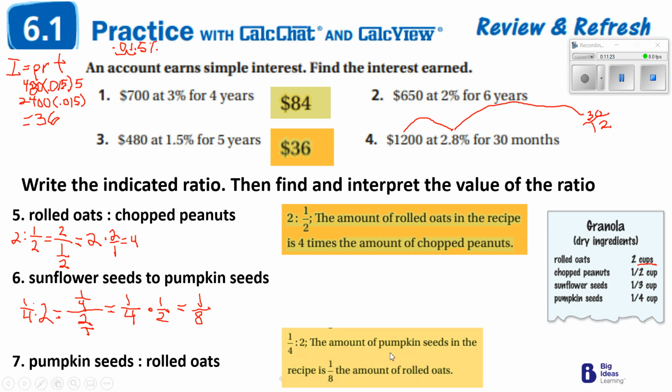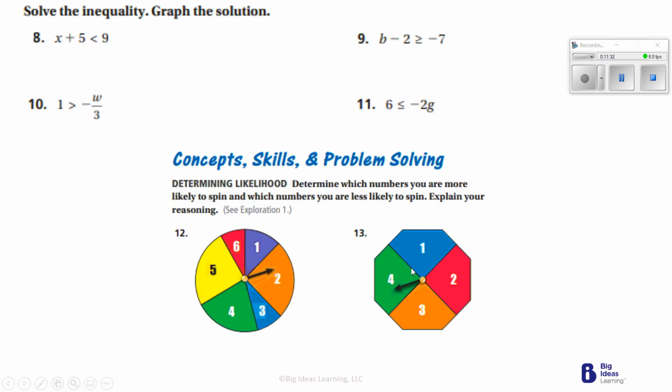1/4 to 2, the amount of pumpkin seeds in the recipe is 1/8. That's what we got. All right, let's move on to number 9. Number 9 says graph the solution when I graph b minus 2 is greater than or equal to -7. I remember that I have to find the value of b, which means I got to isolate b. All my numbers that I can combine need to come to the other side. So to get rid of a -2, I'll add 2.